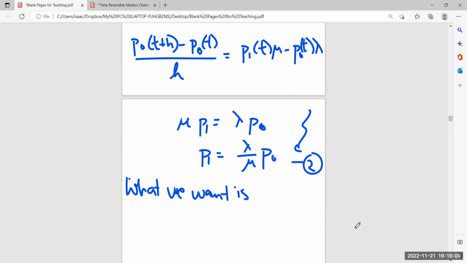Is to get some probabilities, like P2, P3, etc. Well, what we really need is some general Pn. So this is what we are after, right? What will Pn look like, right?